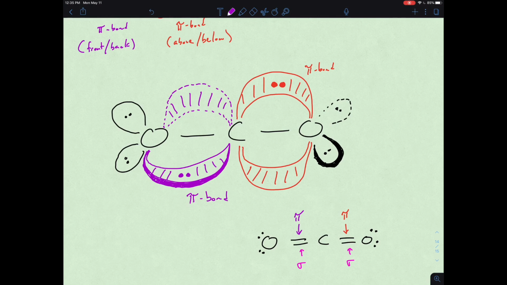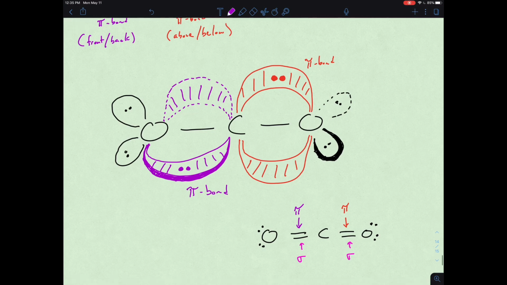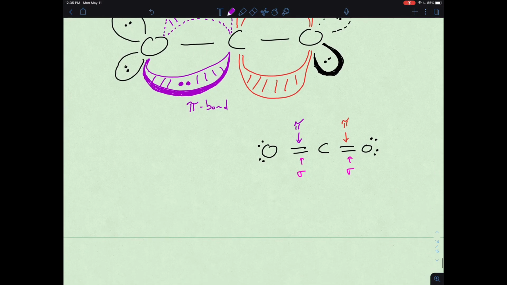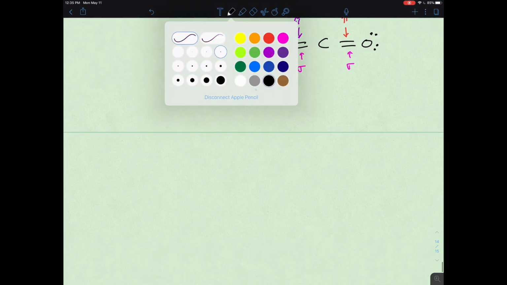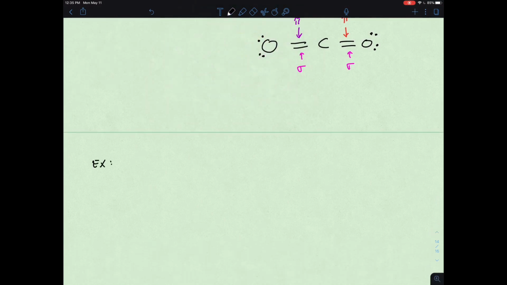So I know it gets a little bit confusing with the drawing, but I'd like us just to be able to recognize these lobes and this idea of electron density and where we can find these things. The last example here for valence bond theory would be C2H2.